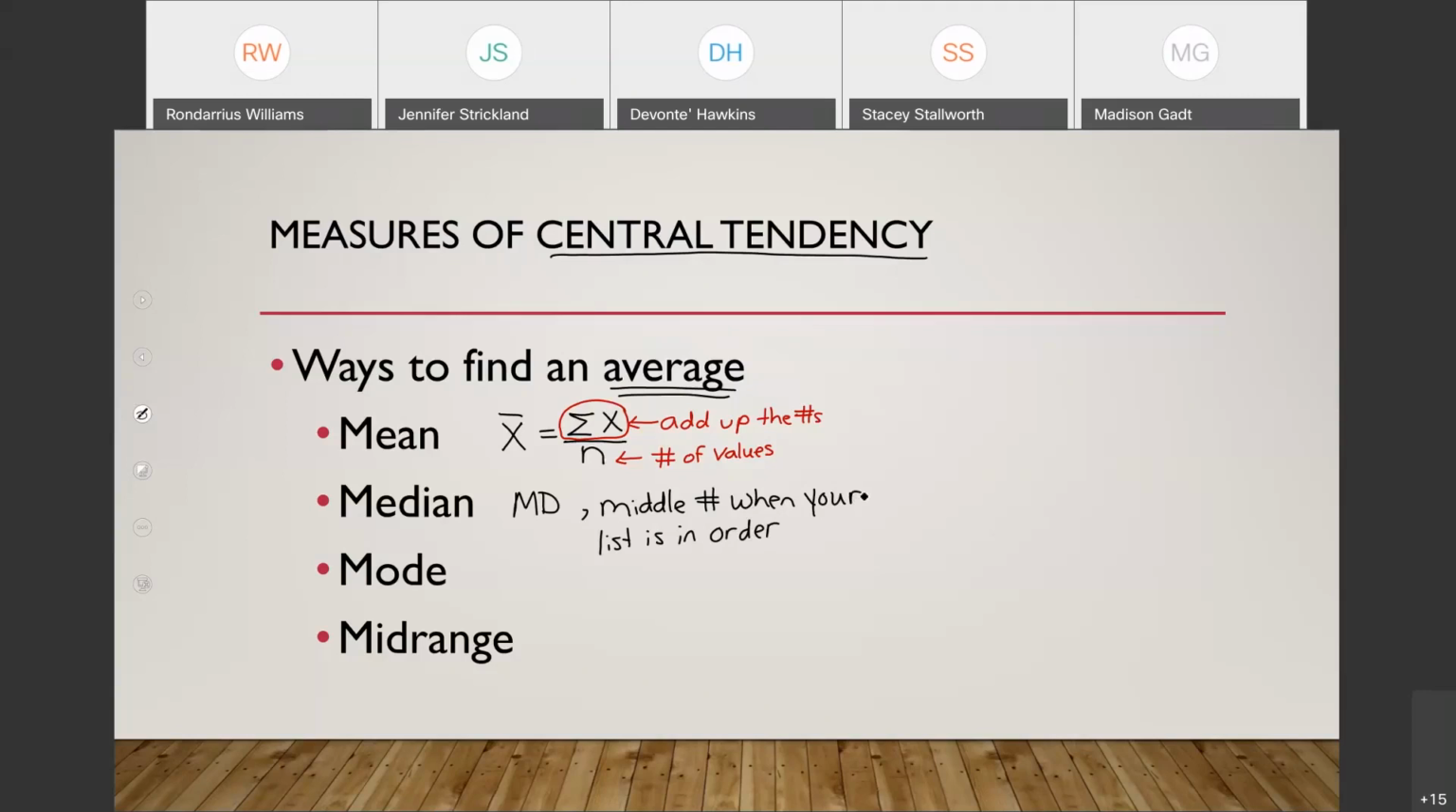All right, for mode, we don't have an abbreviation. I guess they just figured it was short enough, we could just write out mode, right? And mode is the value that occurs most often. So the value that occurs most often is the mode.